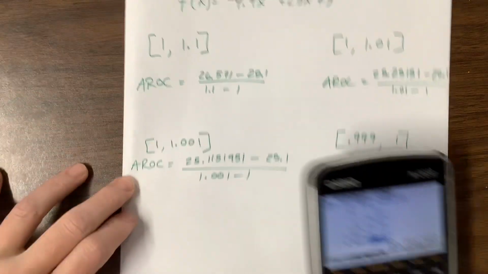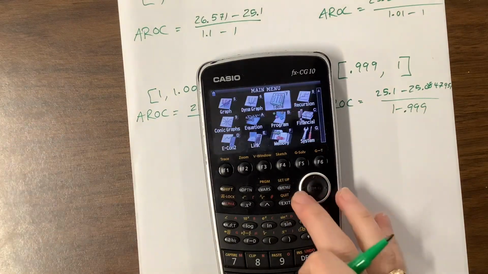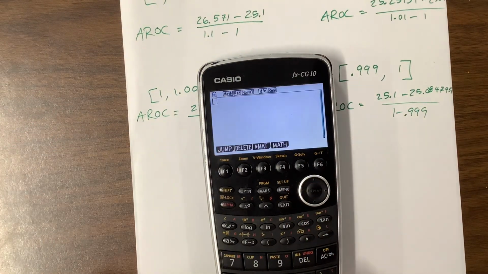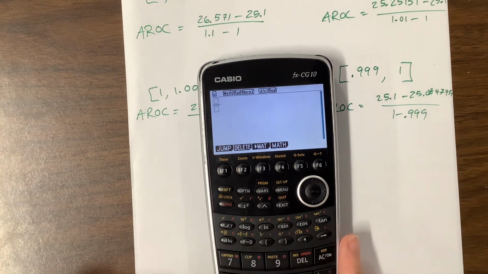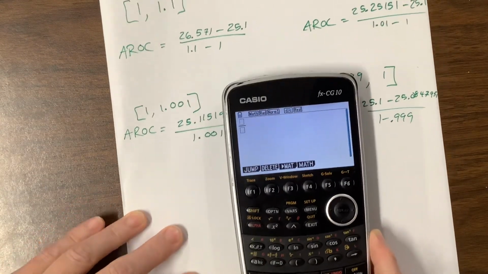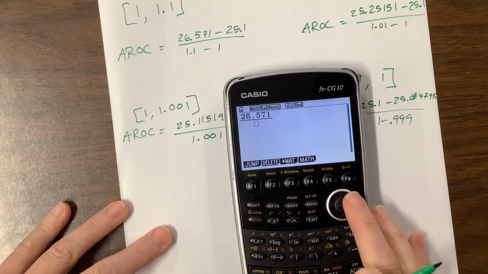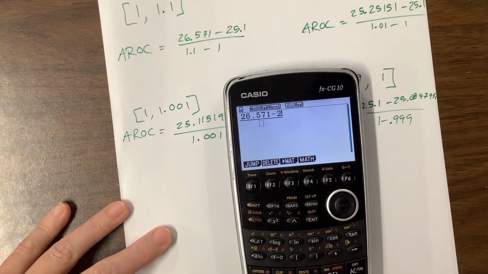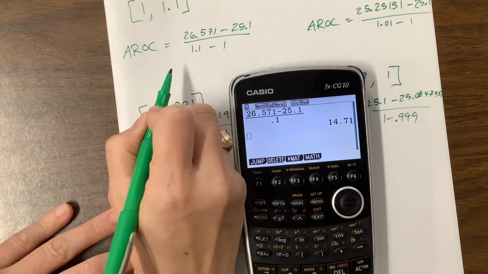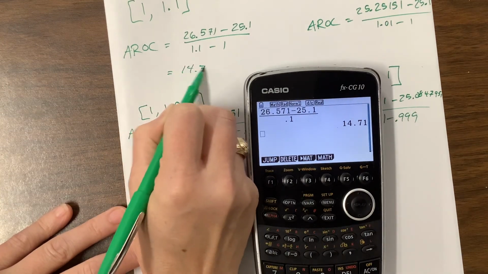Okay, so now that I have all of these set up, I'm going to come back to my regular screen. I'm going to type them in as fractions, so then I only have to do things once. And so this first one, I have 26.571 minus 25.1 all over 0.1 when I subtract. And that gave me that it's equal to 14.71.